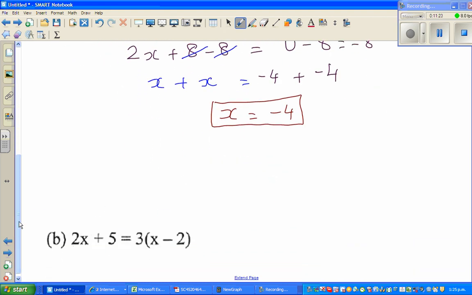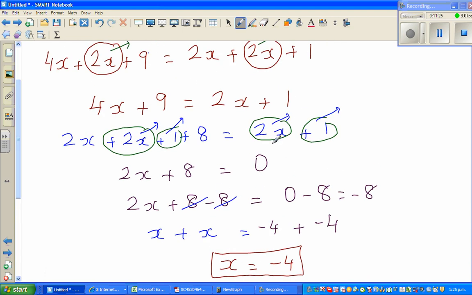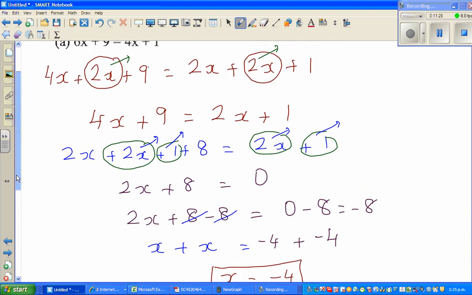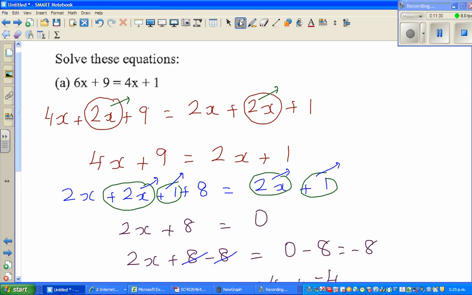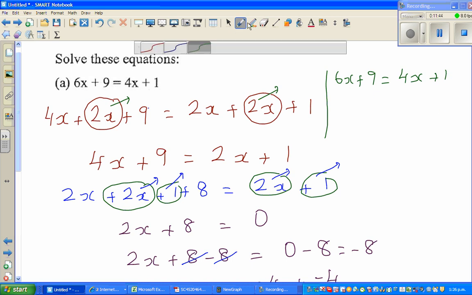This same example, I'll try to do this in a different way, because this is too long. Let me finish this example in a simpler way. If you want to do it quite fast, in one step, once you understand solving of equations, you should know how to do it faster. To do it faster, you bring the x's on one side and the numbers on the other side. By convention, it's better to bring the x's on the left hand side. This is your left hand side and this is your right hand side, RHS.